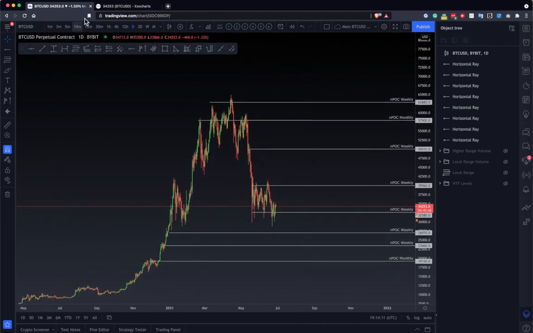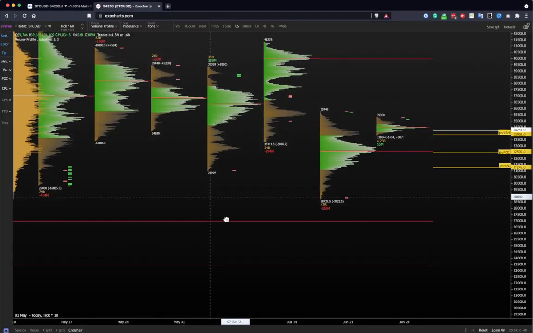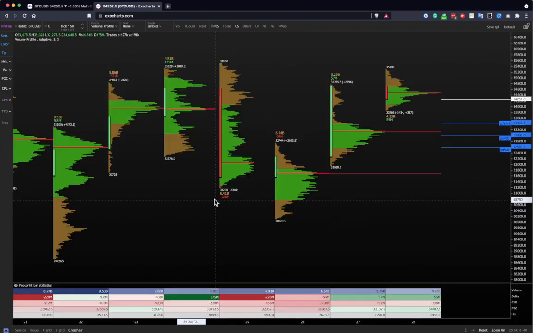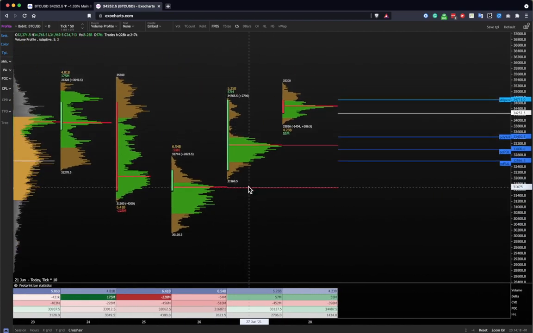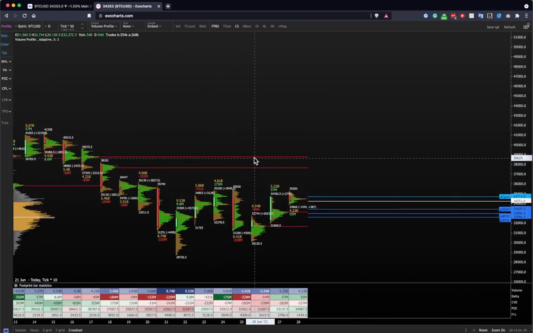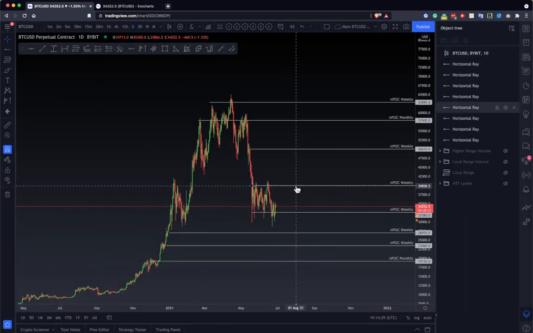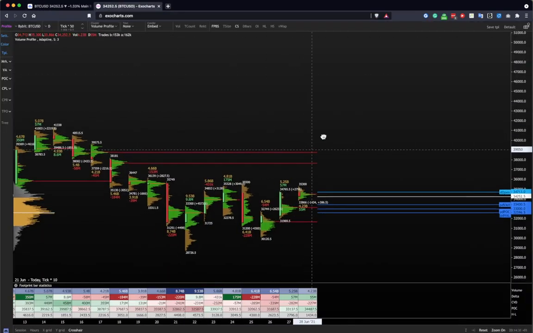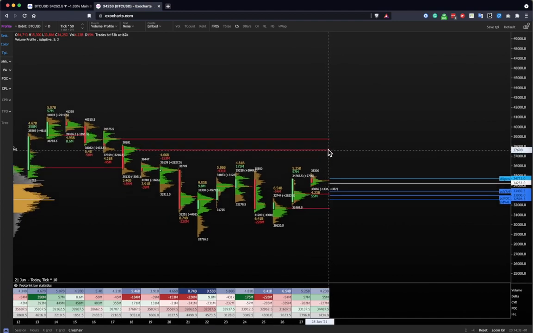Okay, those are our weekly volumes. Now let's go and check the daily volume points of control. Let's go up to see around. I like to keep that weekly. I don't want to trade that much here.